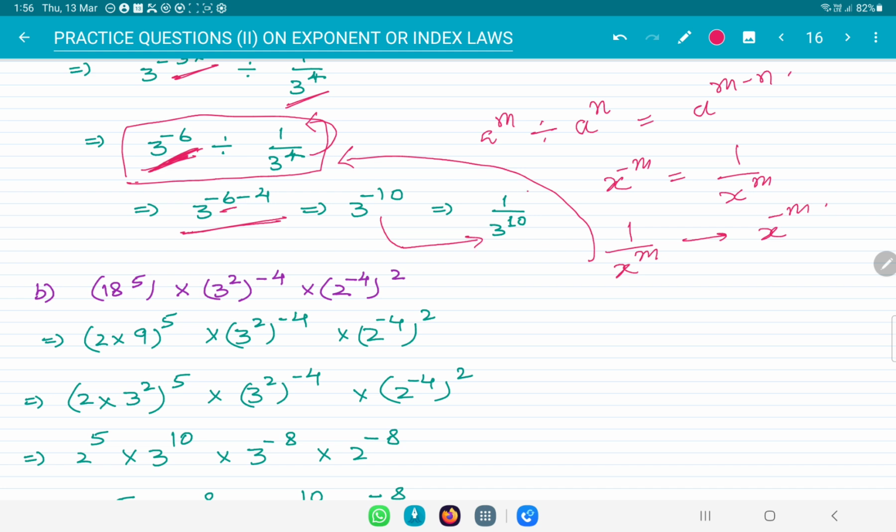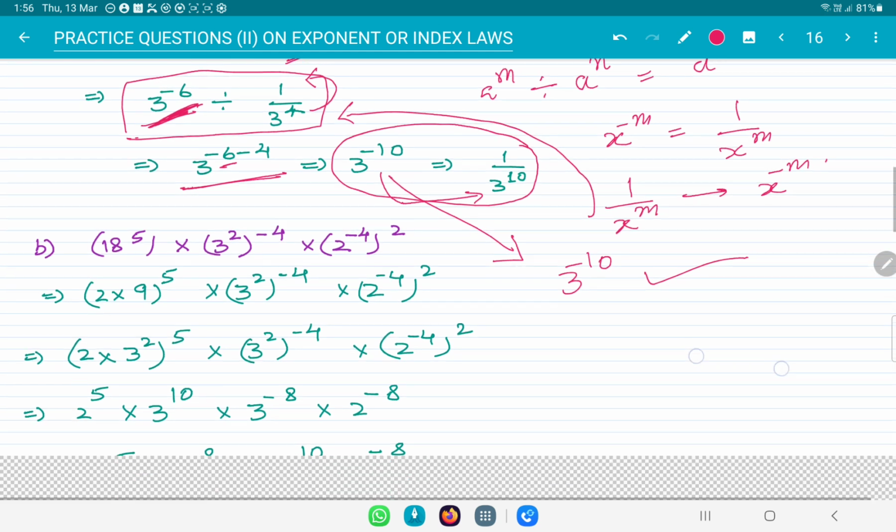Now one question: if I write 3 raised to the power minus 10, would it be a wrong answer? I will say no, it is not wrong. You can write 3 raised to the power minus 10. It is also the right answer. But we should try to write our answer in positive powers. So 1 upon 3 raised to the power 10.